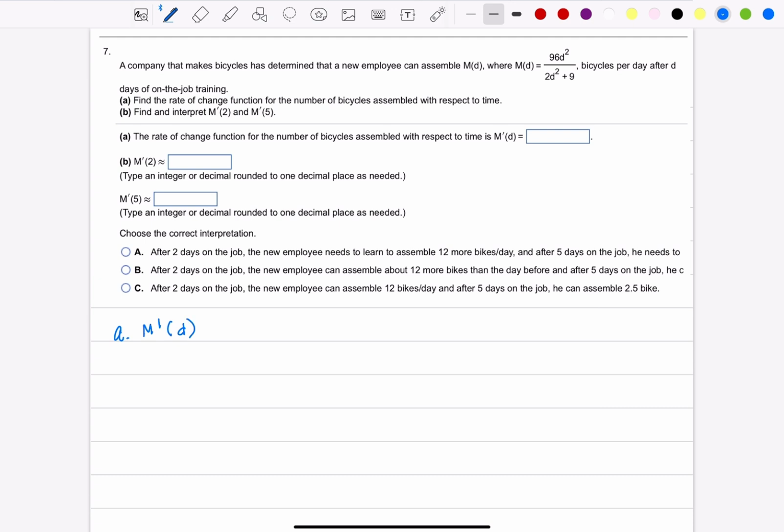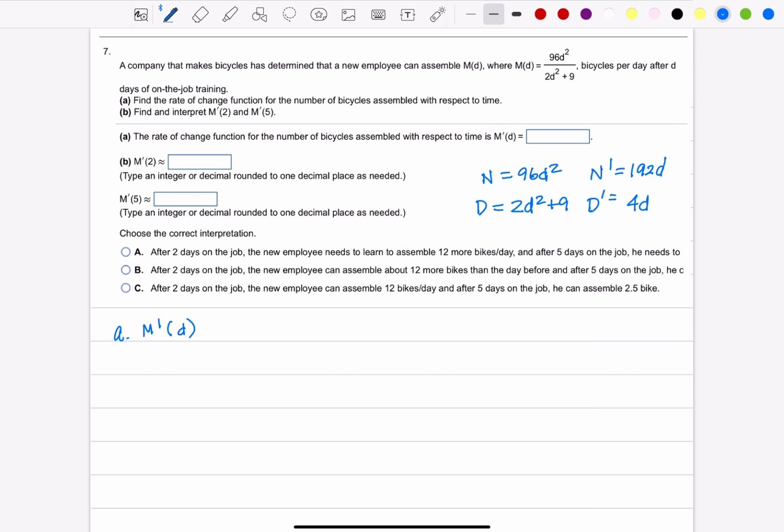Now this time we have a rational function. It has a numerator of 96D squared and a denominator of 2D squared plus 9. So I need to find the derivative of the numerator, which is going to be 192D. This is a power times that 96 is 192. Reduce the power by 1. And my D prime is going to be just 4D.